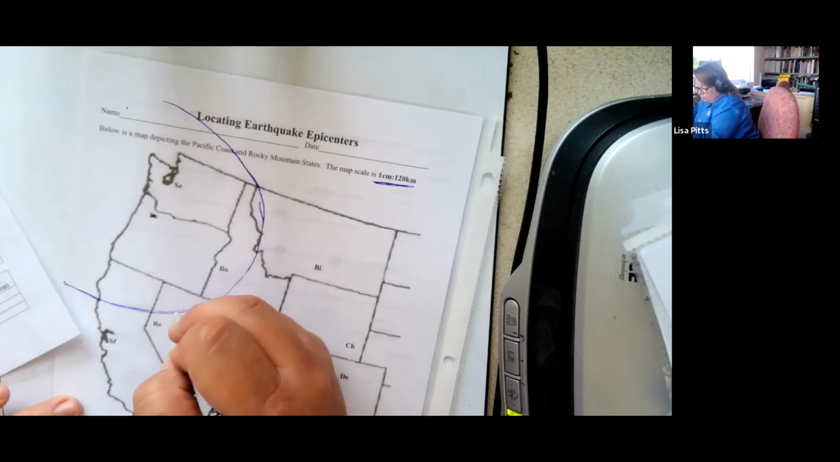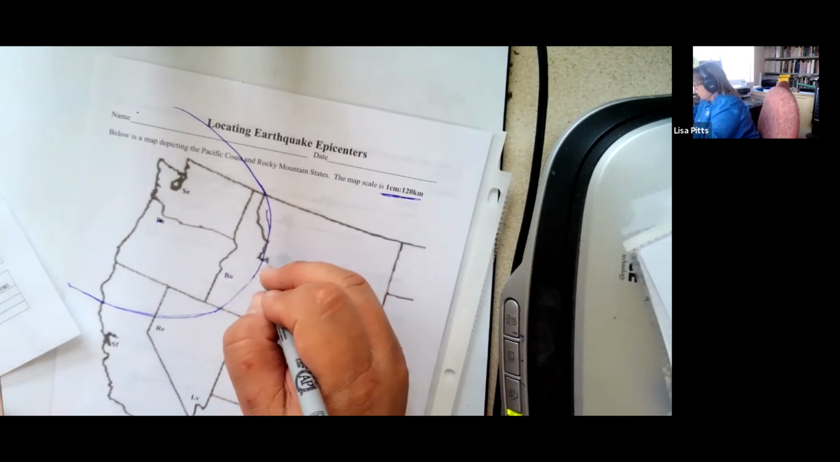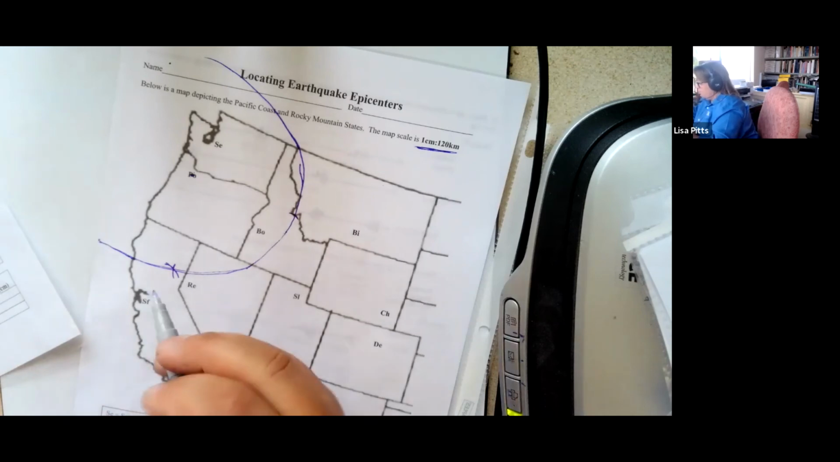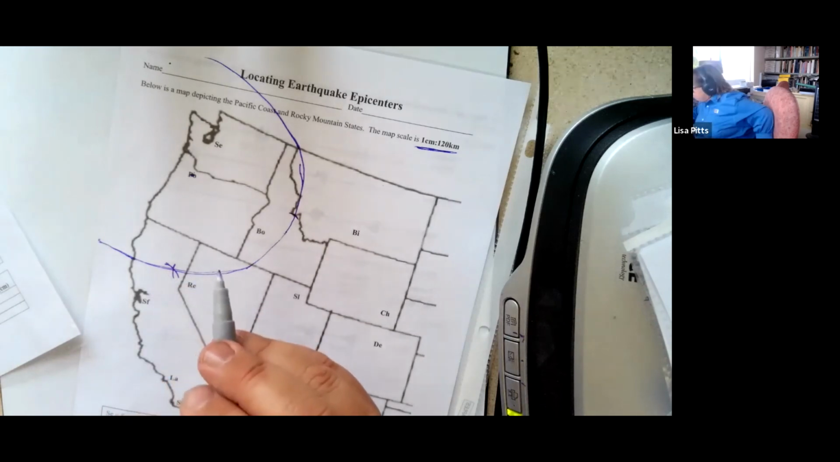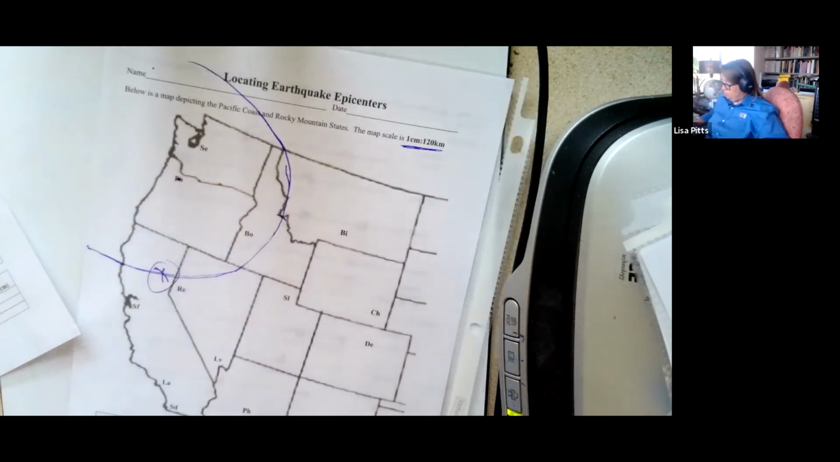The next one is in Boise, Idaho. So that's here. So maybe it's like here and here. And then the last one is in Los Angeles. So let's say it was here. I totally made that part up. It's not where the earthquake is. It'd be really funny if it was, but I don't think it's right. So, okay, that's what you would do, and that's all you would need to do.